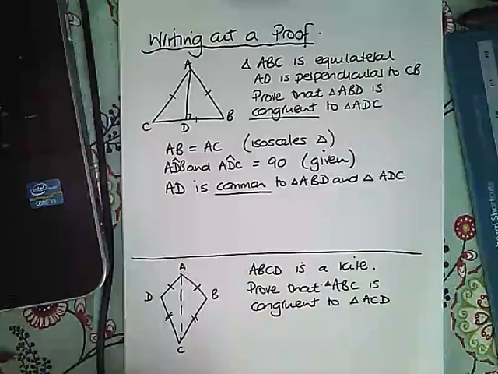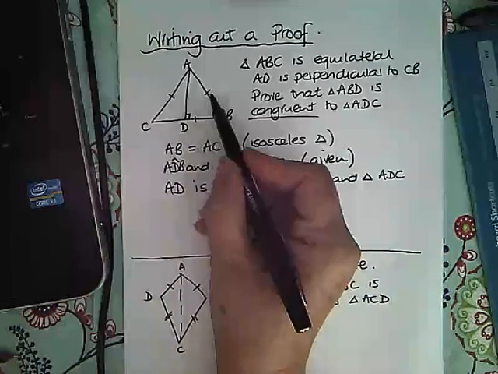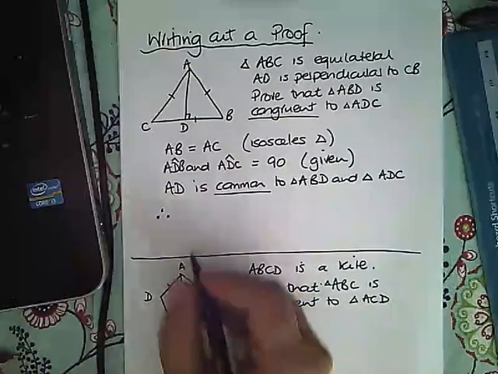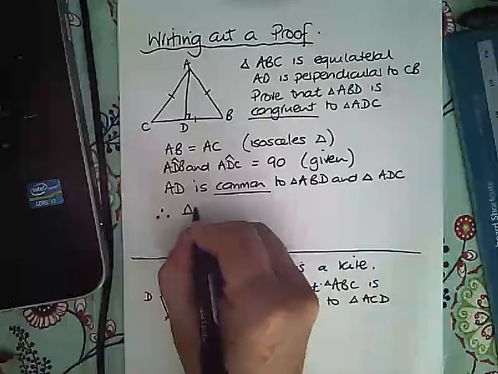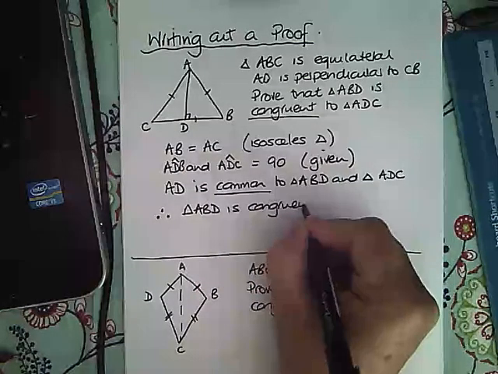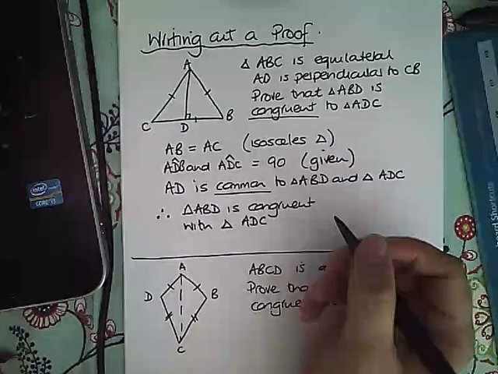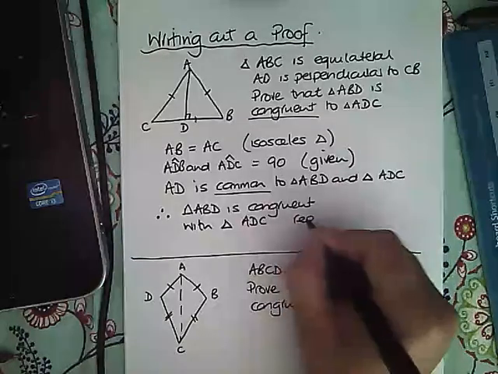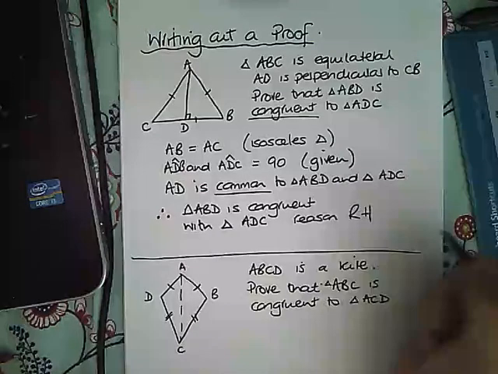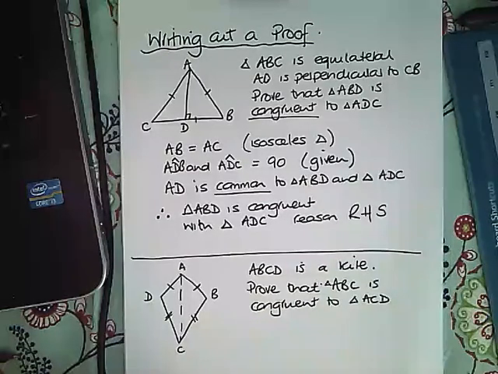Then we can look for our conditions of congruence, and in this case I'm going to use right angle, hypotenuse, and this common side. So therefore, our three little dots, therefore triangle ABD is congruent with triangle ADC, and the reason is right angle, they've both got a right angle in them, they've both got the same length hypotenuse, and they share that common side AD, so that is also in both triangles.